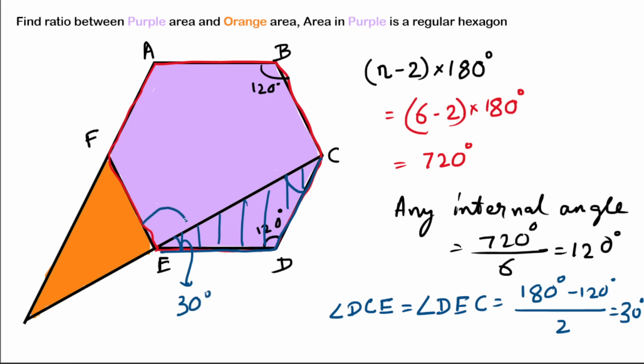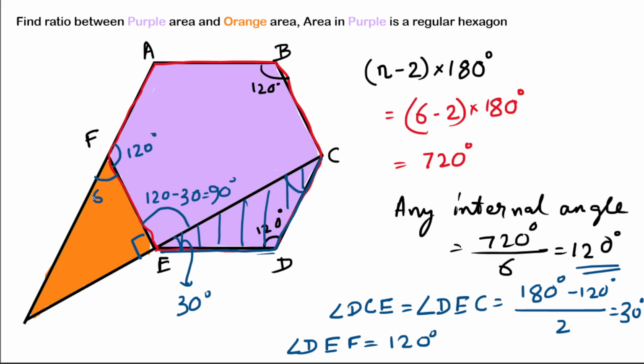So what is this particular angle? This angle is obviously 120 minus 30, which comes out to be 90, because we know that the angle DEF is also 120 degrees from here. Now this is 90, so that means this is 90 degrees. And what about this angle? This angle would also be 120 degrees, so this must be 60 degrees, because the whole thing is 180 degrees, right? So this is 60 degrees. Now obviously this is 30 degrees.